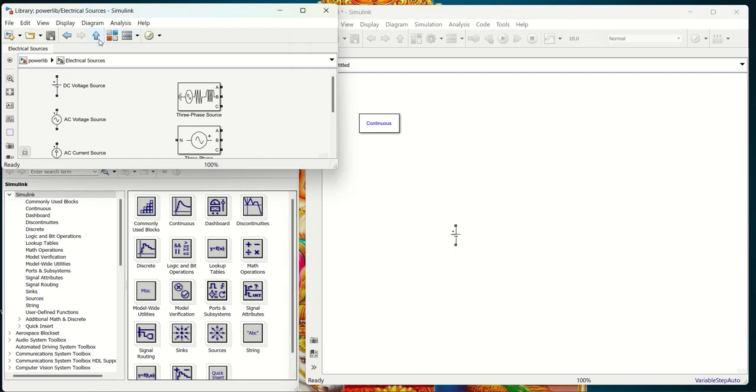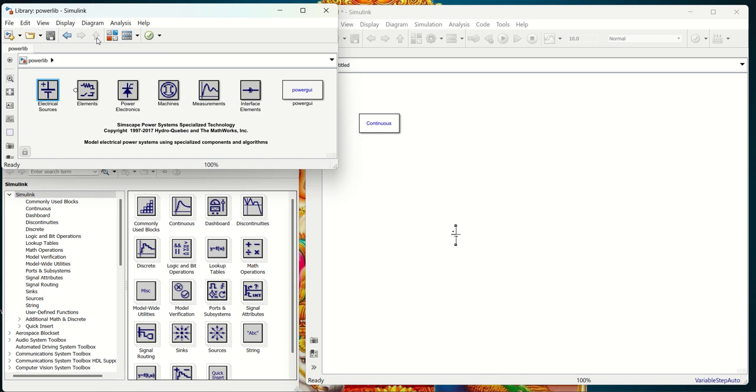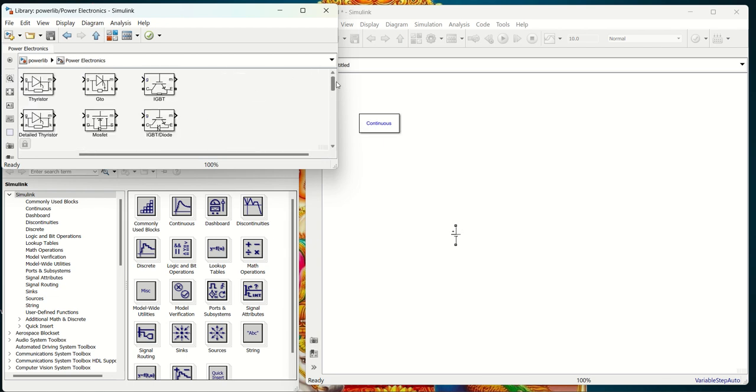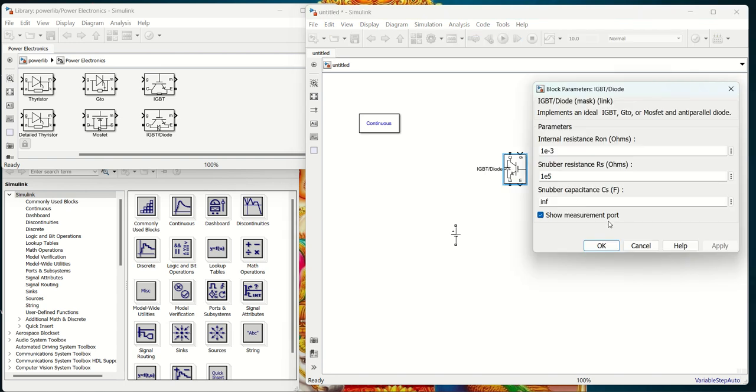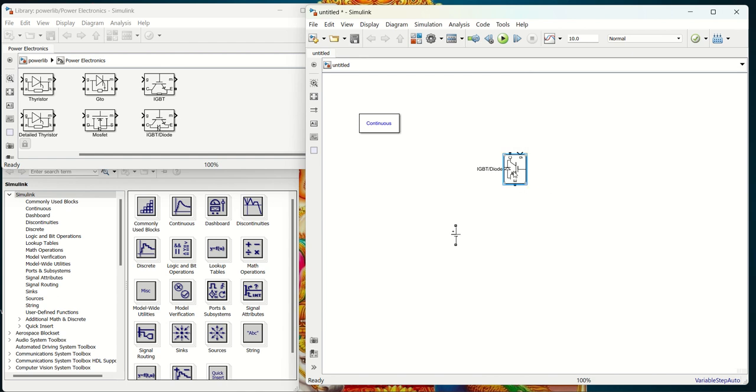Okay, so as we discussed earlier, a three-phase inverter requires 6 switches, right? So we'll be taking 6 switches. Remember, you have to take a switch which has a diode. Press Ctrl R to rotate. Okay, fine. Now I am disabling the show measurement port, so your measurement port will not be there.